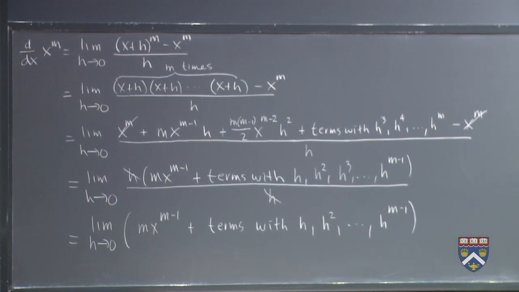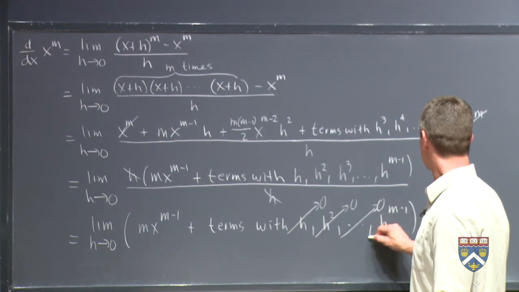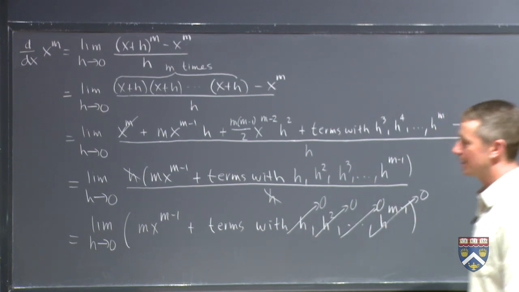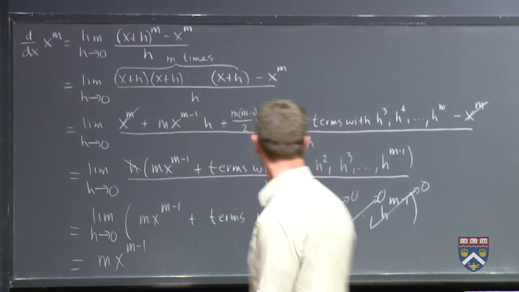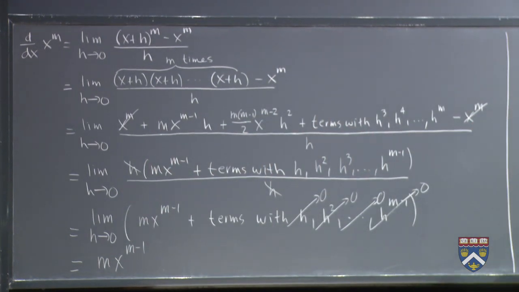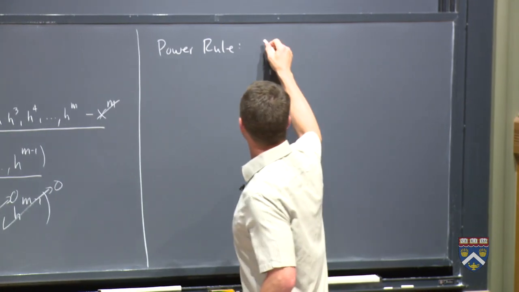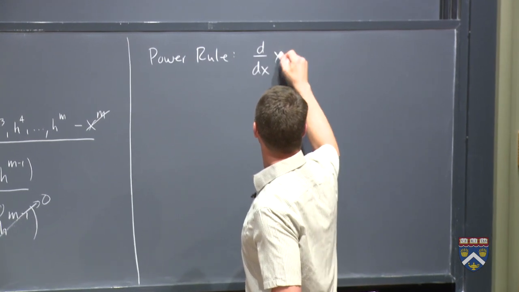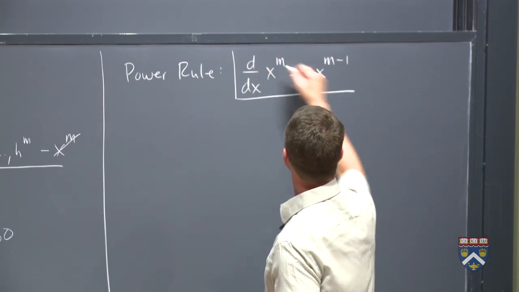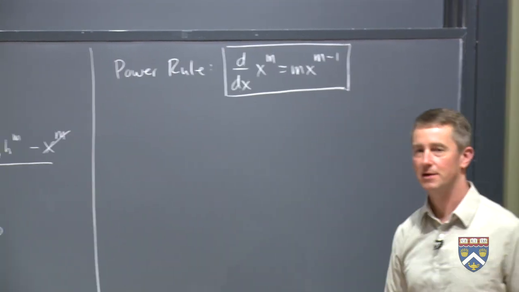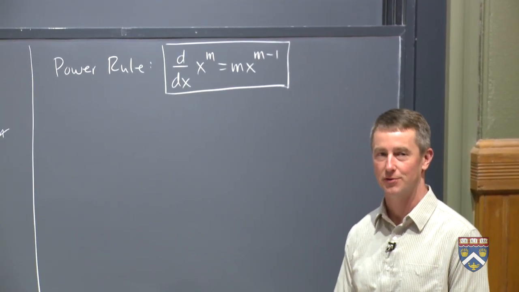We don't need to know what they are, though, because all of these terms are going to go to what? 0, 0, 0, 0. All those terms vanish. And we're left with what? Just mx to the m minus 1. So there you go. There is our power rule. It says that the derivative of x to the m is mx to the m minus 1. Put that in a box. That's our first big exciting rule. So this will let us take the derivative of any power you want, x to the 1 million if you're really feeling like it.